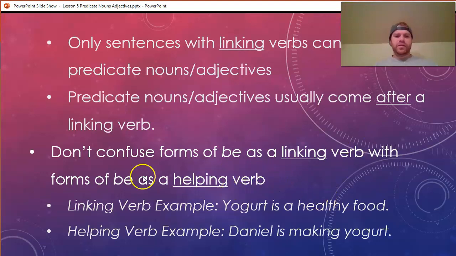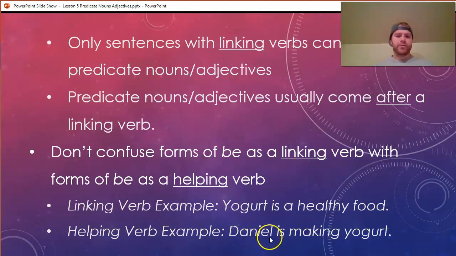One last thing before we do a little bit of practice as well. Don't confuse forms of to be as a linking verb with forms of be as a helping verb. We talked about how all of those be verbs can be linking verbs or helping verbs before. We do have to ask the question, what's my main verb in this sentence? So for instance, yogurt is a healthy food. There is a linking verb. It's connecting yogurt to food. Food would be a predicate noun.